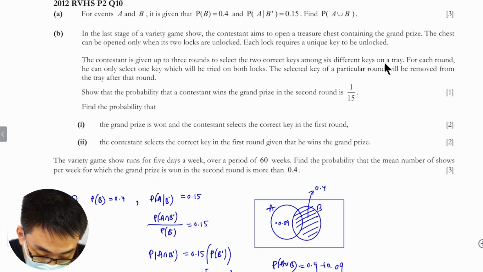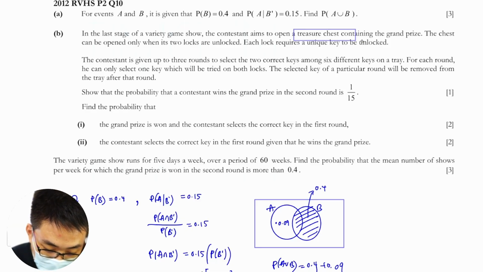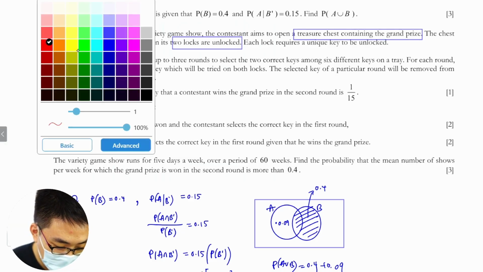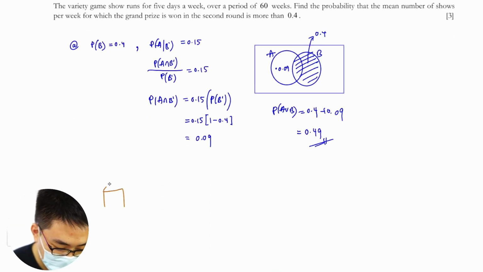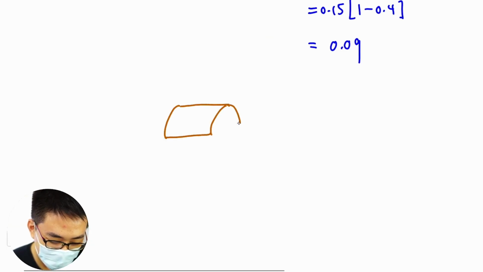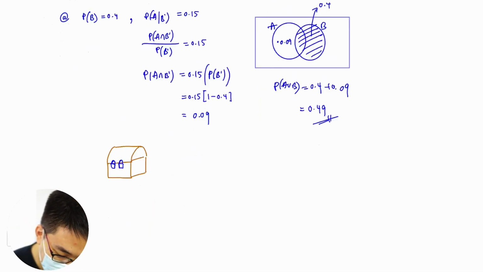How many treasure chests are there? Oh, just 1 treasure chest, right? They got 2 locks on the treasure chest. Okay, great. This is to increase comprehension. So this is a treasure chest with 2 locks. Okay, great.